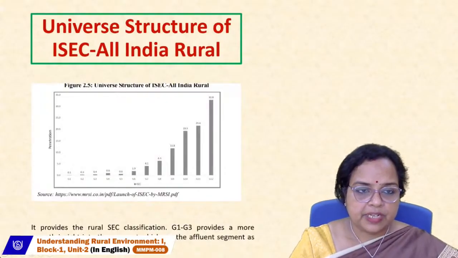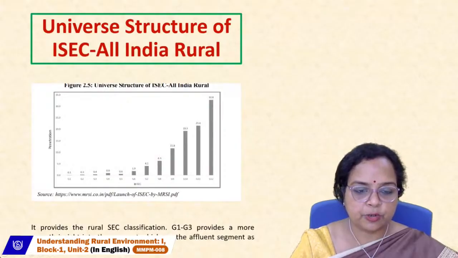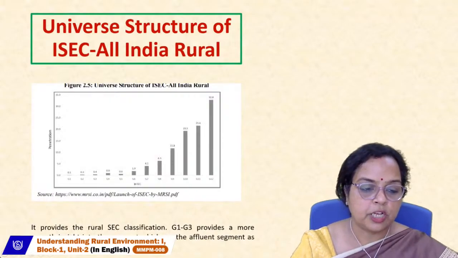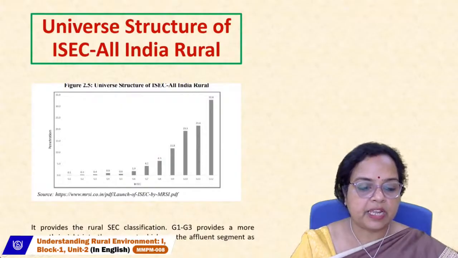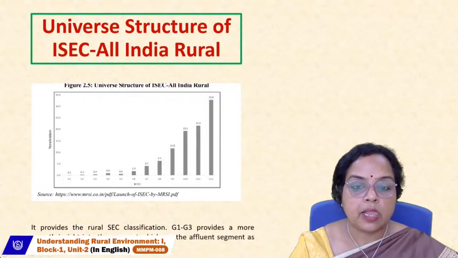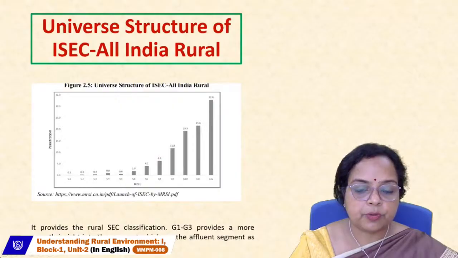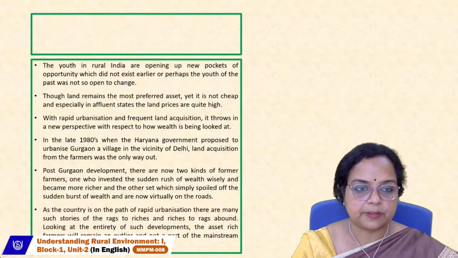Universal structure of SEC All India Rural. It provides the rural SEC, or socio-economic class, classification. G1 to G3 provides a smoother insight into the segments; the affluent segment can be seen through the picture. G1 to G3 provides the affluent section and the others provide the non-affluent sections.